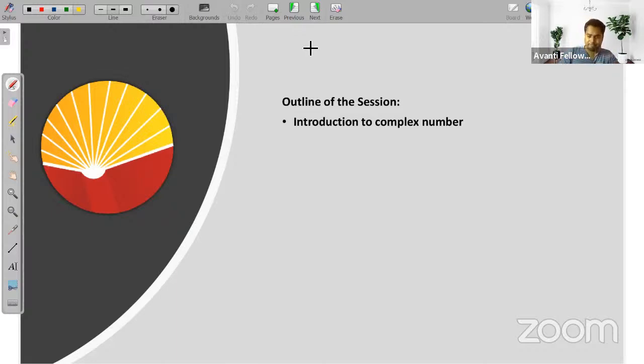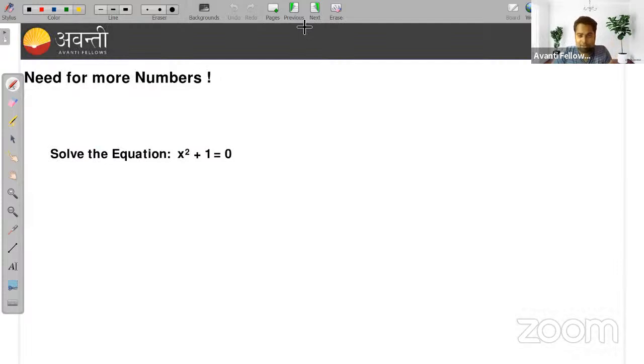So let's start. Why are we talking about complex numbers? We have a lot of number systems, up to real number systems we know actually. Yes or no? But why do we need complex numbers? Suppose you have a quadratic equation like this, x squared plus 1. If I ask you to solve this quadratic equation, what will you do? How can you solve it?